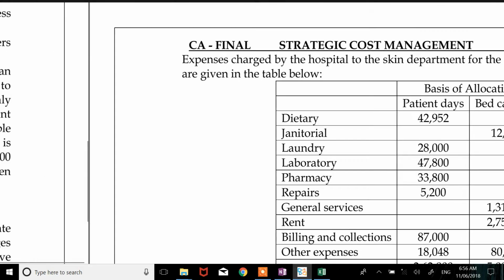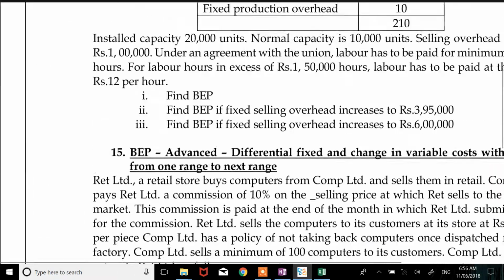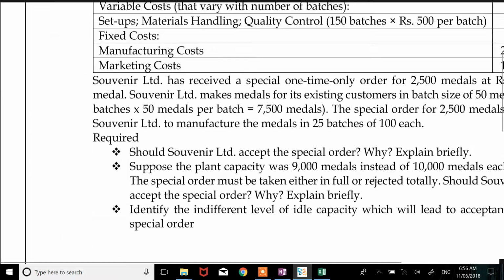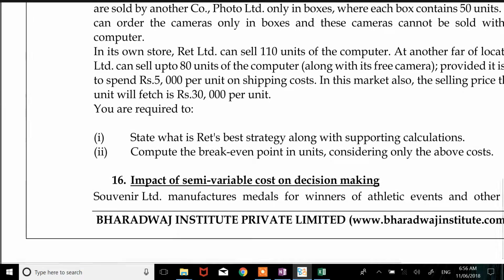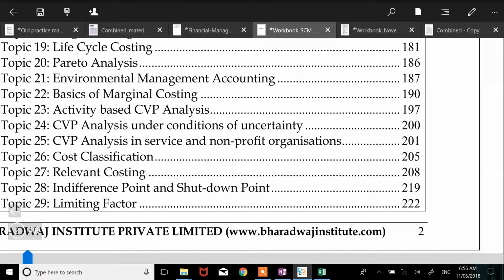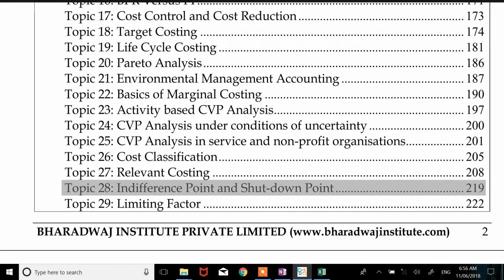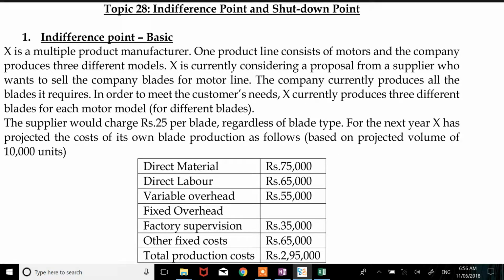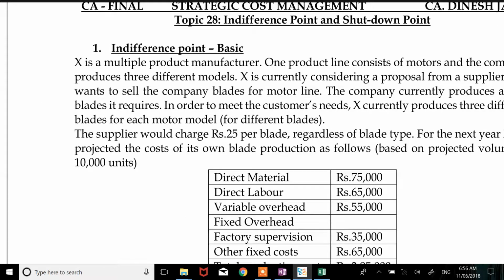Five and 16, I think 5 and 16 are pending. These areas I'll cover once I'm done with the topic which we are going to start today. So we are going to start with indifference point and shutdown point. The moment I'm done with this, I can get back to those two areas. So let's discuss what is indifference point and shutdown point, and then we come to those set of problems.